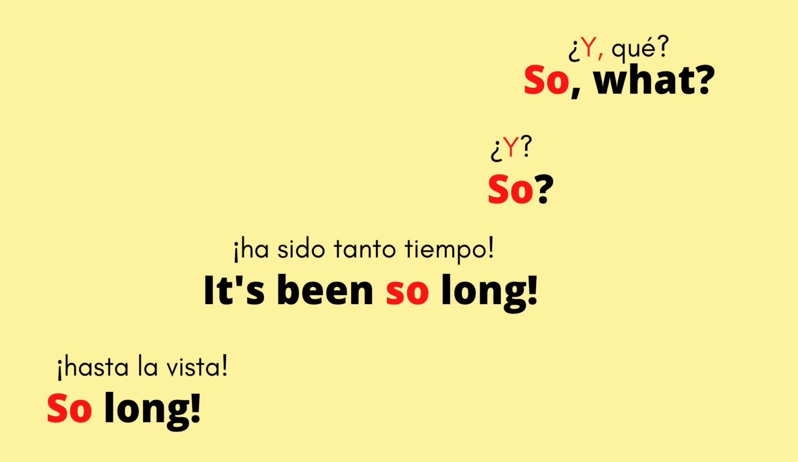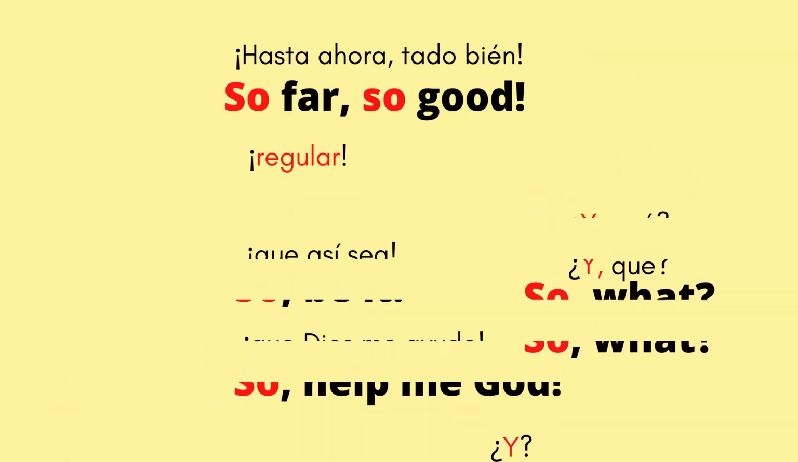Esa la puedes ocupar cuando, por ejemplo, vas a hablar con una persona que no has visto en mucho tiempo, o tal vez están conversando acerca de algo que ya pasó y están recordando. Entonces, ahí es donde puedes ocupar esta expresión. Ha sido tanto tiempo desde que te vi, por ejemplo. ¿Ok? Entonces ahí ocupas esa oración. It's been so long.